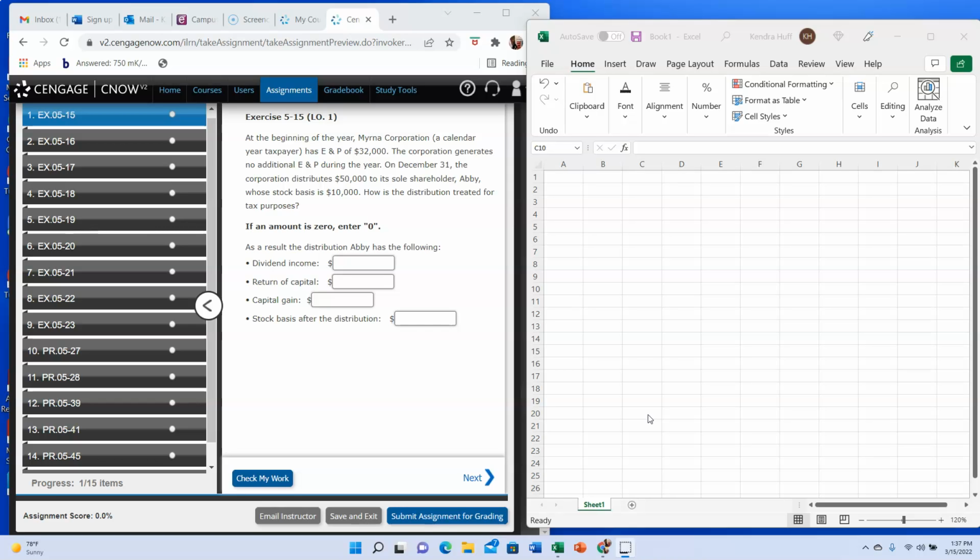All right, at the beginning of the year, Myrna Corporation has E&P of $32,000 as earnings and profits. The corporation generates no additional E&P during the year. On December 31st, the corporation distributes $50,000 to its sole shareholder, Abby, whose stock basis is $10,000. How is the distribution treated for tax purposes? All right, so this is number 1.